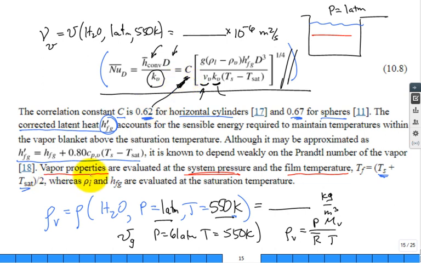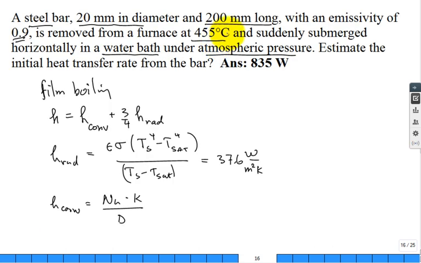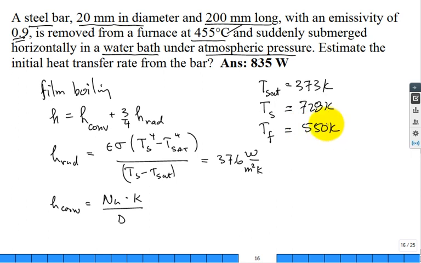Again, this line right here, vapor properties are evaluated at the system pressure and film temperature. And we already calculated some of them already. All right. When you take a look at converting this to Kelvin, you have the two temperatures, T_sat is 373 Kelvin. The T surface converted to Kelvin is 728 Kelvin. The film temperature comes in at 550 Kelvin.